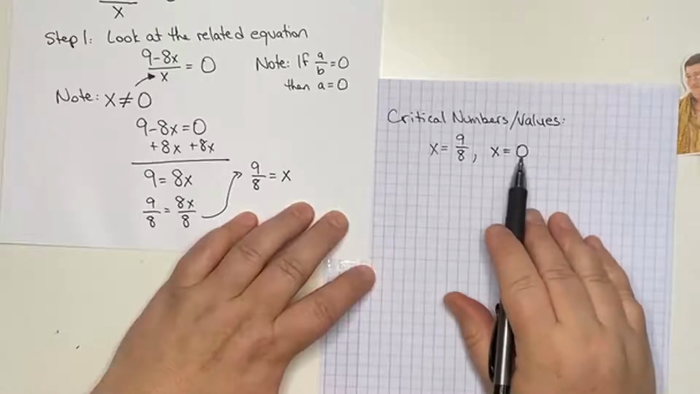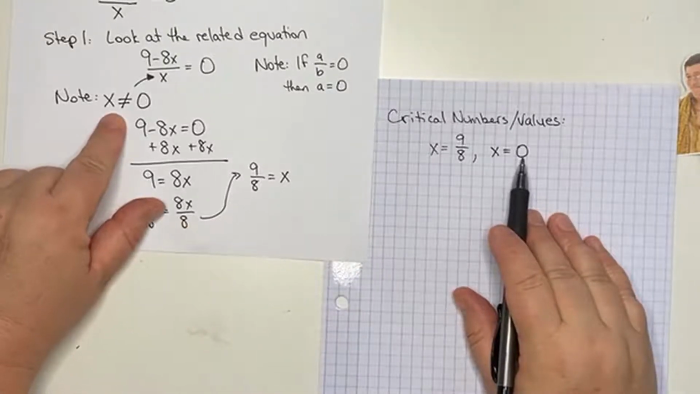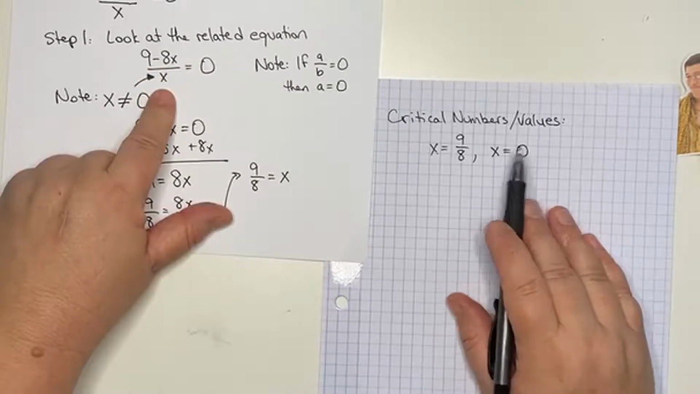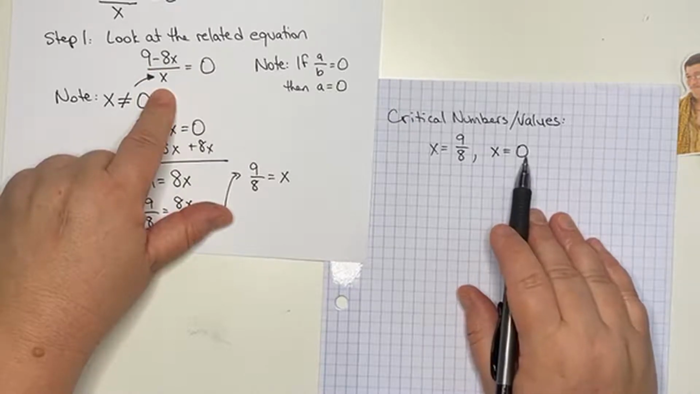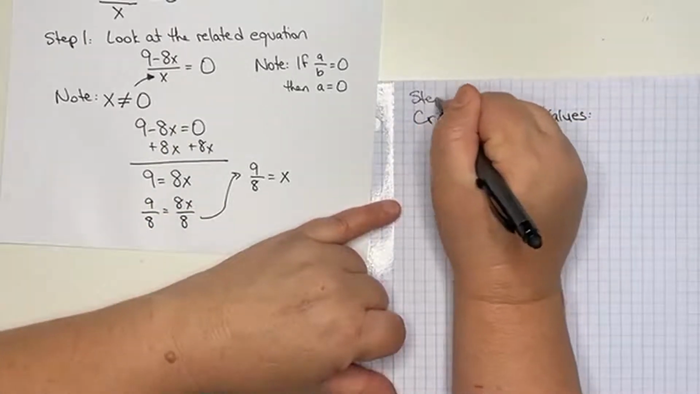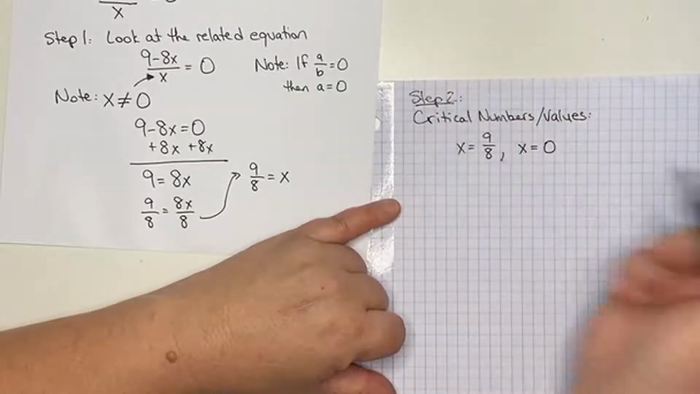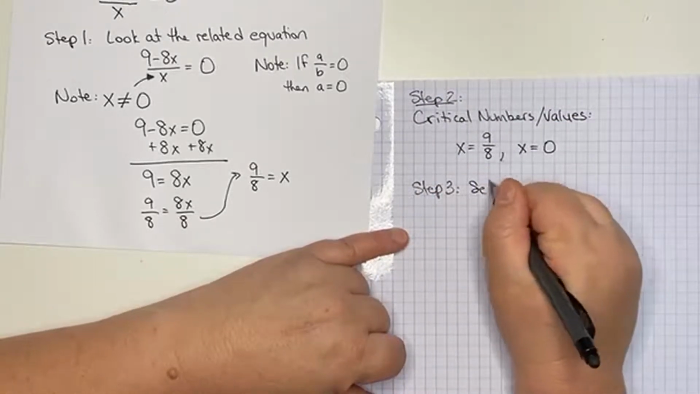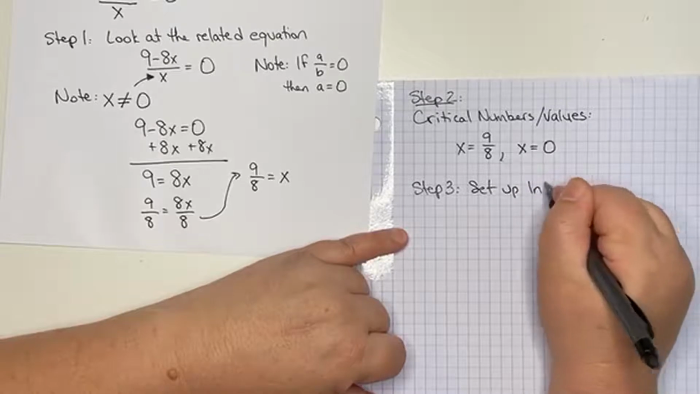Now, why x equals 0? Well, that's a critical value. That is a value that x cannot take on. You cannot let x equal 0, so we're going to have to look at that. Okay, so that's step 2. Step 3. Set up the intervals.